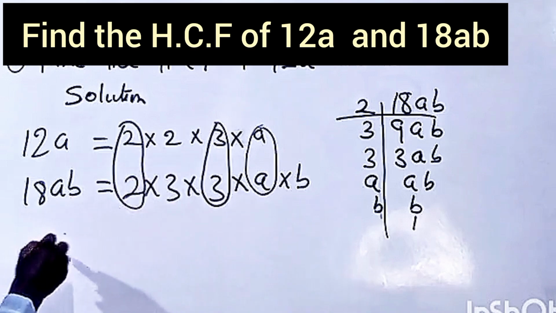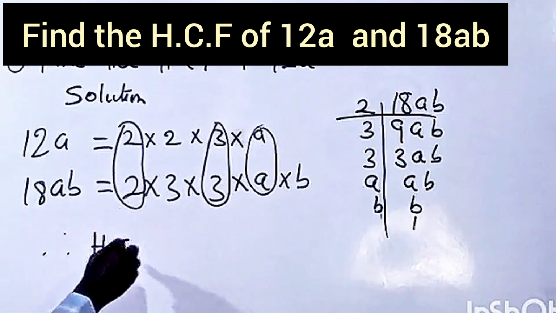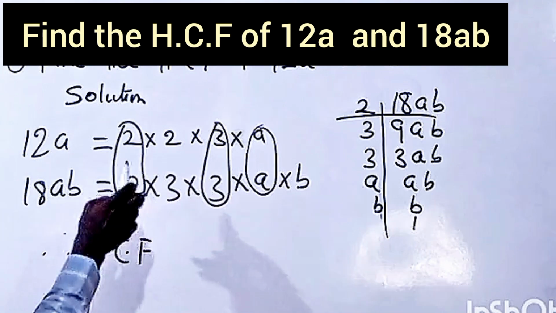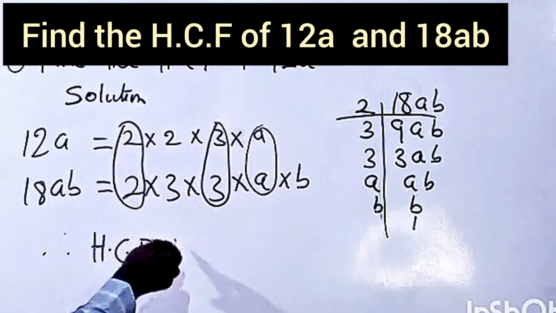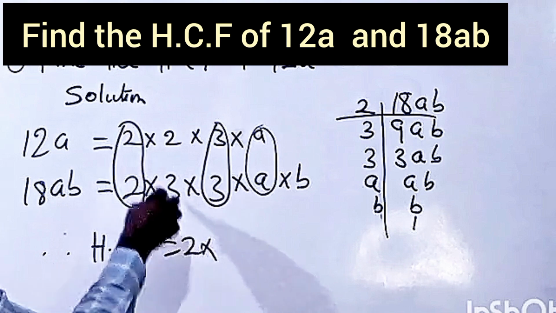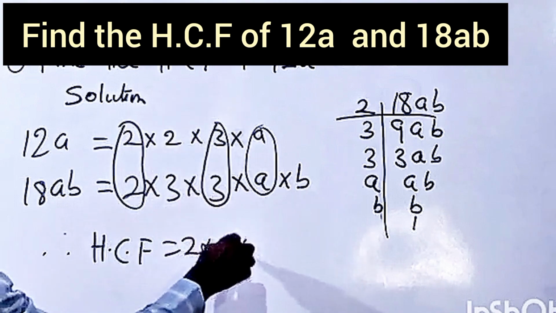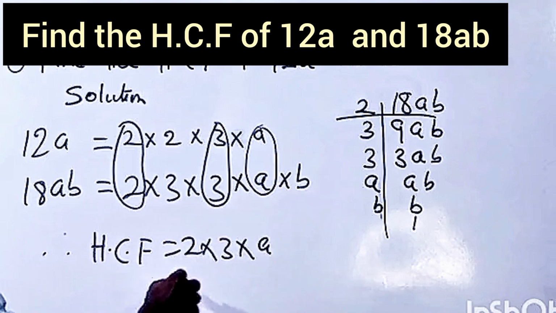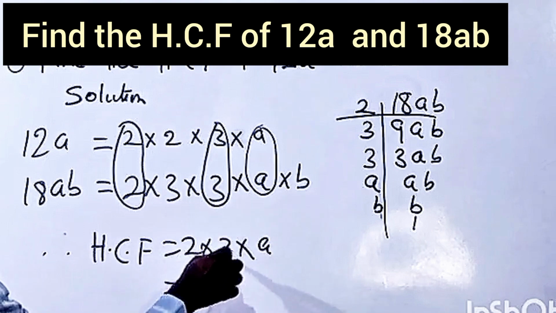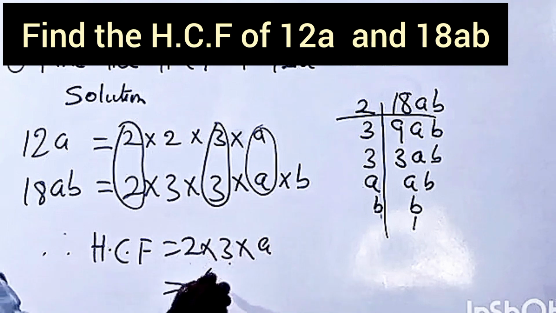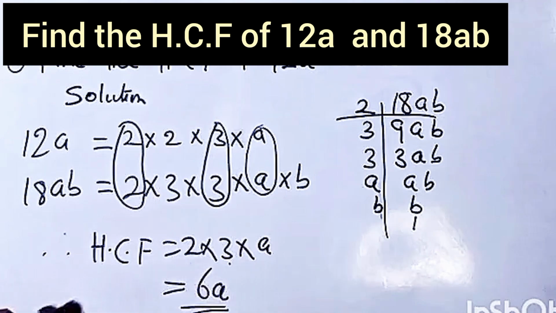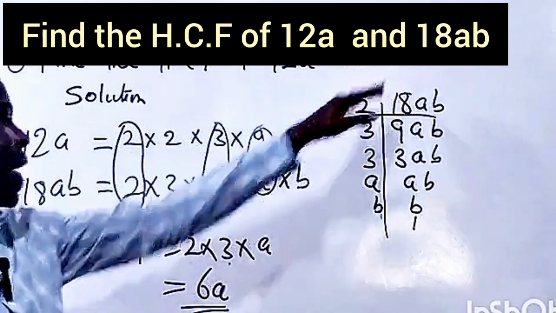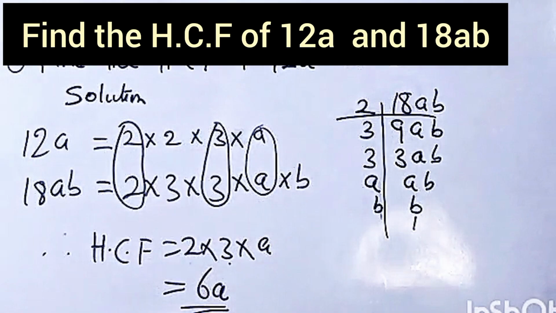So therefore, you now say the HCF is equal to multiply all the common ones, which is 2, times this is 3, times this is A. So when you multiply it out, you now have 2 times 3 is 6, 6 times A is 6A. So therefore, the highest common factor, HCF, of this number and this number is 6A. I hope you get this.